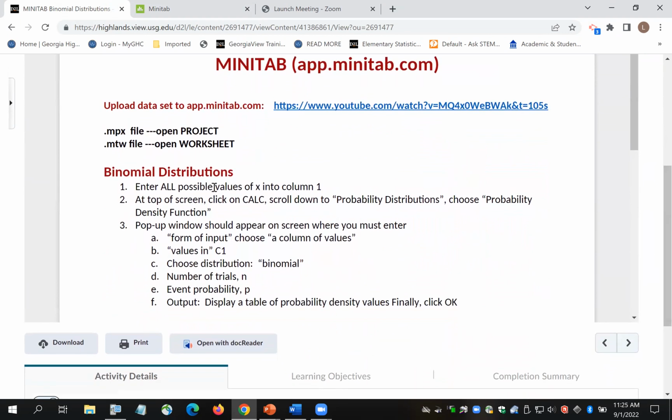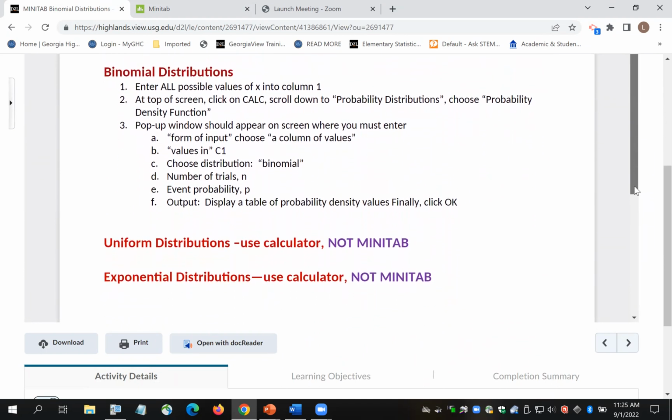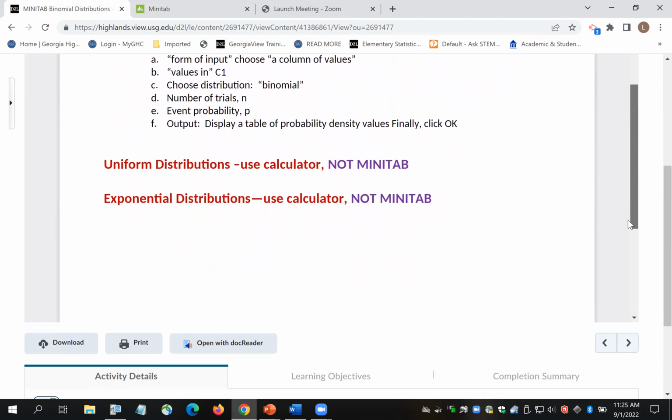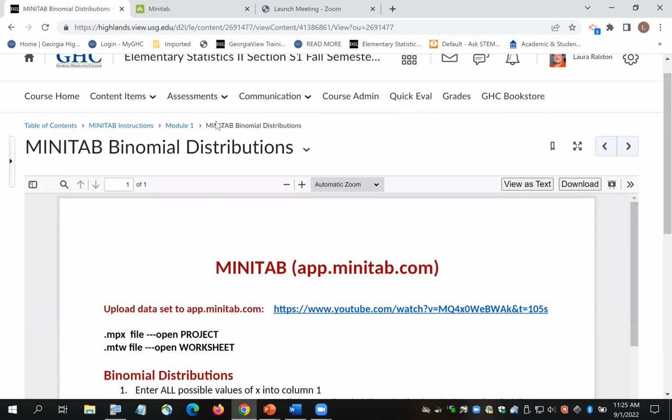And it tells you, enter the possible values. You go to click, Calc, Probability Distribution, Probability Density Function, and it shows you what to input. So I have them kind of already typed up for you. If you want to utilize those, you could, those are available to print. You could make yourself a little folder or a notebook to have them handy when you're working the quizzes, the midterm and so forth. So that might be helpful.